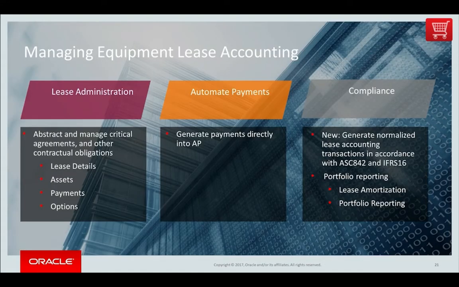It's a relatively simple process to capture key contract information, payments, amendments, options, things of that nature that we need for accounting. So the scope of this is, from a lease administration standpoint, to abstract your contract, and I say that loosely, capture your key information about your lease details, what assets are on it, what your payments are, what your options are. We can generate the payments automatically into AP from there. So if I know I've got a payment every month, we take that payment and feed it into AP. And then compliance, right? Take that information and generate all your amortizations and accounting in accordance with IFRS 16 and ASC 842, as well as do reporting on it.